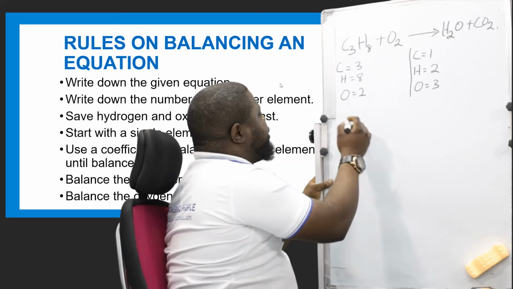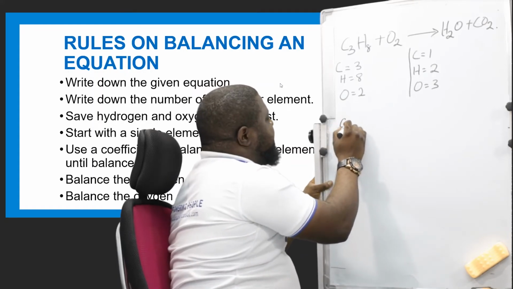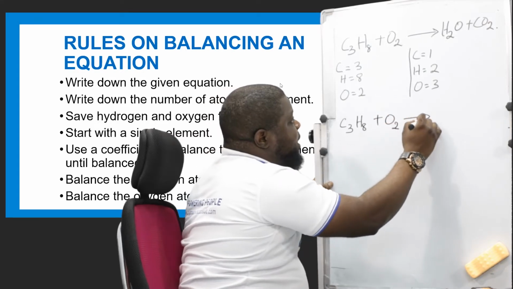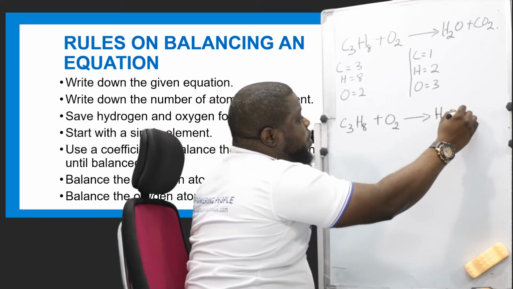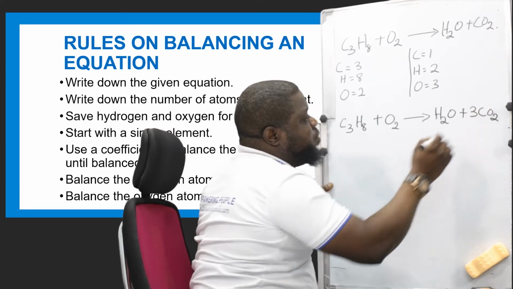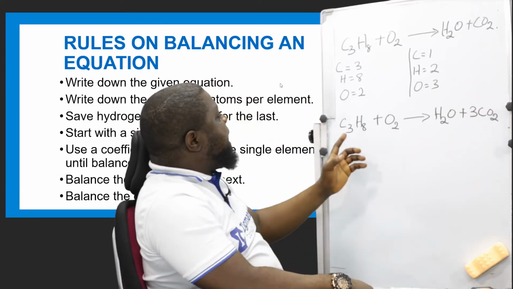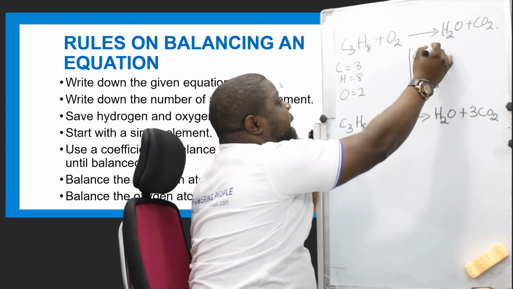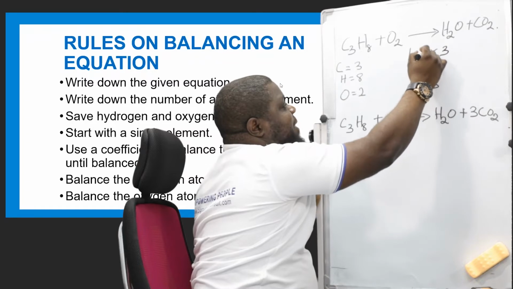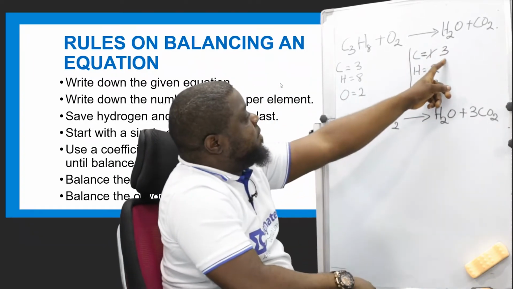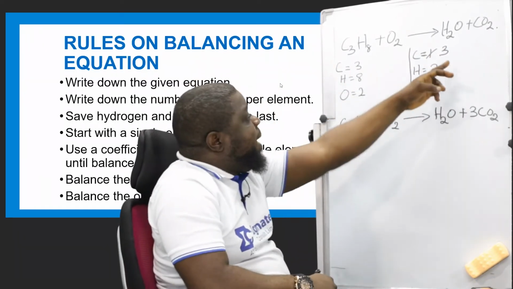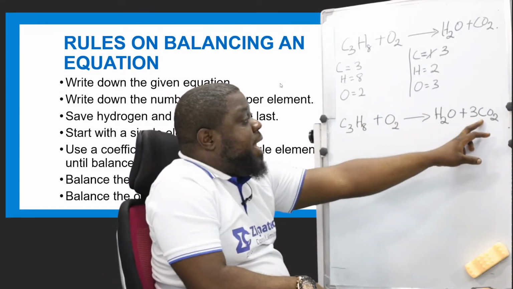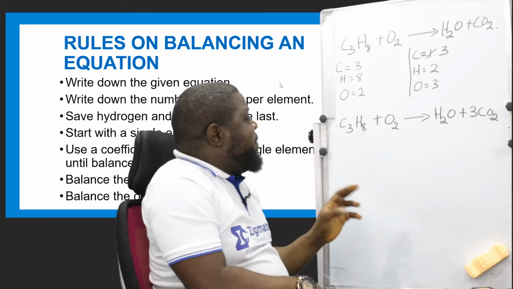So in essence, the equation will be C3 H subscript 8 plus O subscript 2 will give us H subscript 2 plus 3 C subscript 2. In essence, if you see now, carbon is 3 here and carbon is 3 here. So you cancel this 1 and write 3. And you can see now carbon is balanced, 3, 3. What we just added is 3. Okay?